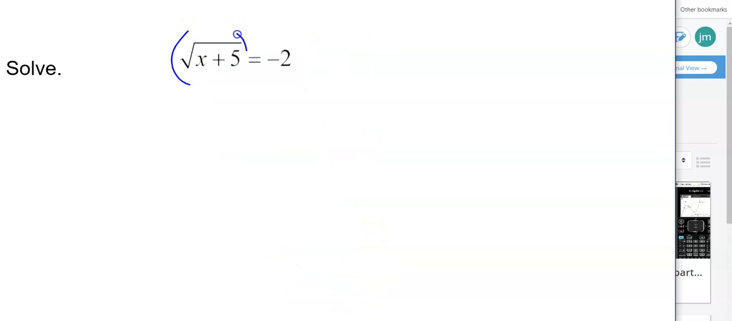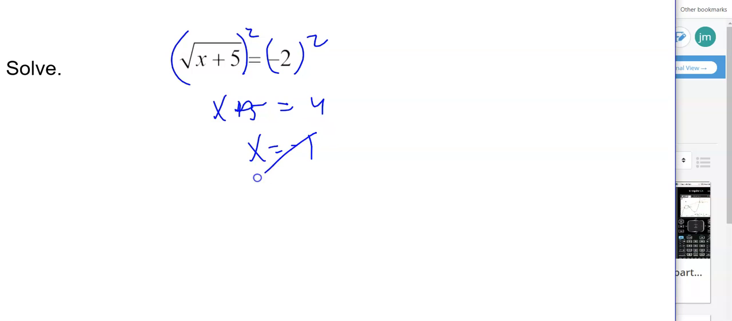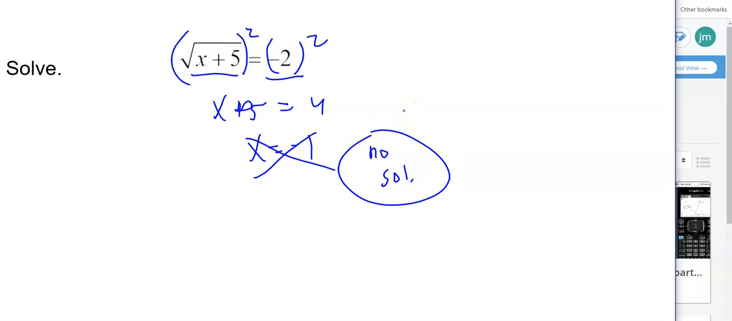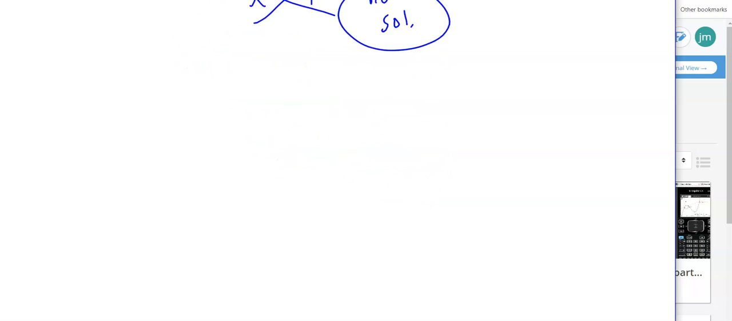For both sides, this was not too bad, actually. It's kind of a welcome relief. X plus 5 equals 4. Subtract 1, x equals -1. Not a bad idea to check it. Negative 1 plus 5 to the 1/2 is 2, and 2 is not equal to -2. That is an extraneous solution. There is no solution. If you were smarter, you might have figured out, like, hey, square root is equal to a negative number. That's not possible. I don't even have to work this problem. There is no solution. So sometimes you'll see those shortcuts. But if you check your work, you'll catch your extraneous solutions there. So that's kind of nice.